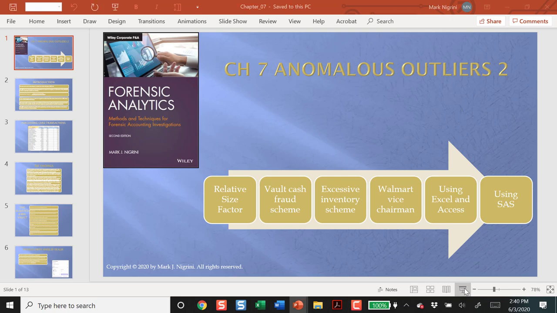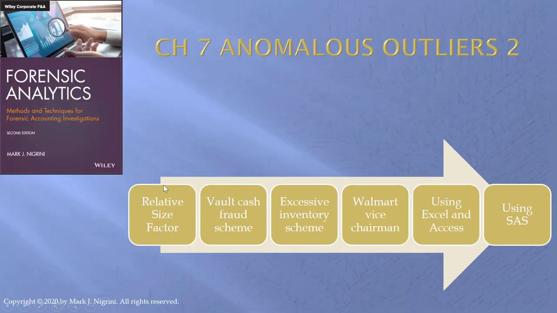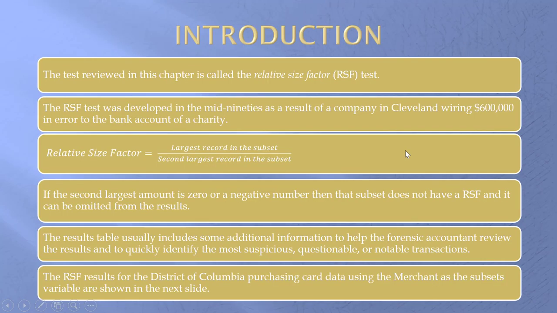In Chapter 7 we're going to be talking about the relative size factor test. It's there to detect outliers. We're going to be talking about a few fraud cases, and we're going to be talking about running the tests in Excel, Access, and SAS. The test was invented quite a while back.